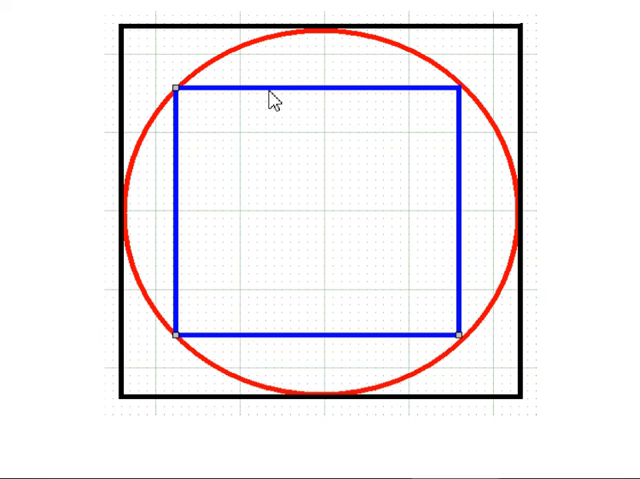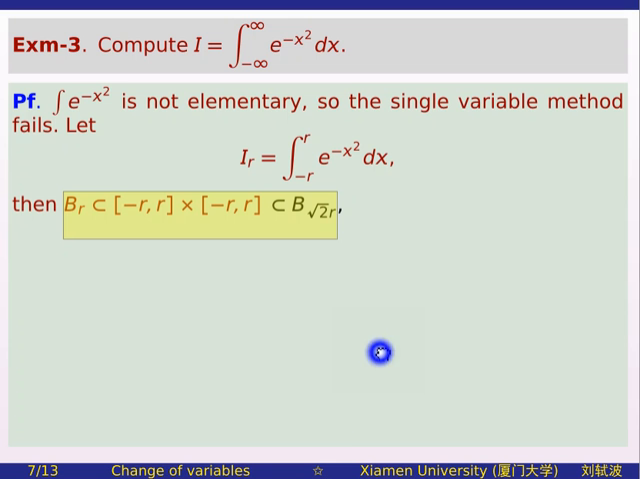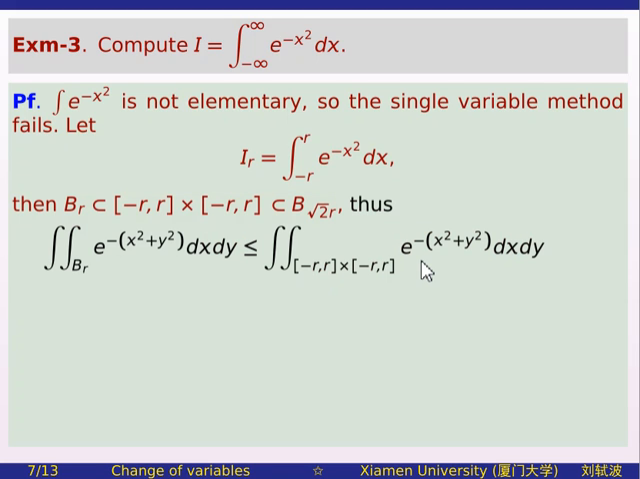I'm sorry, I drew a poor picture. I should have drawn a smaller circle inside this rectangle, but I made something wrong. Anyway, we have this inclusion, and our integrand is a non-negative function. The integral of a non-negative function will be larger if you integrate over a larger domain. So the integral over the smallest domain B_R will not be greater than the integral over this rectangle.